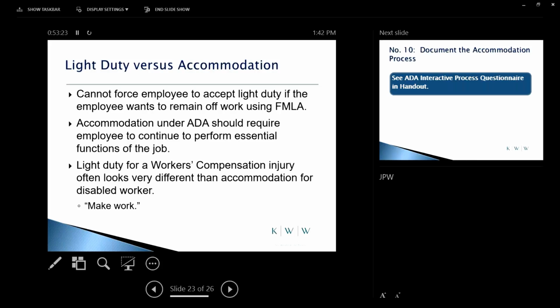Whereas light duty typically is created because an employee has suffered a work-related injury, they have been off work, and your motivation is to get that employee back to work as quickly as possible in order to minimize the lost time expense that you are otherwise incurring. And so light duty can take on a lot of different forms. It can even be what I call make work, where you simply create work that is consistent with the employee's restrictions in order to get them back performing some productive labor rather than sitting on the couch at home and deteriorating physically. And so if they're at least at work under your watch and supervision, you're more likely to get them back to full duty sooner than they might otherwise. So the point being that light duty and ADA accommodation typically look very different, and the two should not be confused.